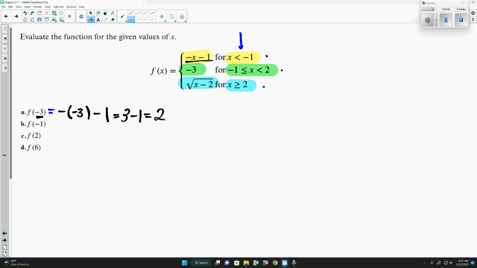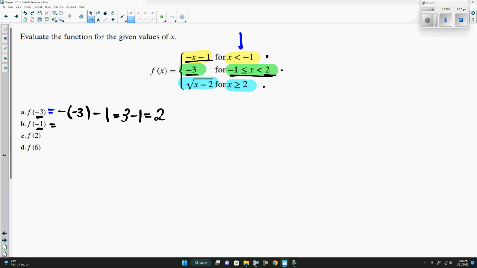And that's it. Questions on this here? Now we can look at the next one, f of negative 1. And we can start at the top. Is negative 1 less than negative 1? No. Negative 1 is not less than negative 1. We can look at the next one. So the next one is negative 1 is less than or equal to x is less than 2. Is this true? Yeah. The negative 1 fits in the middle one here.